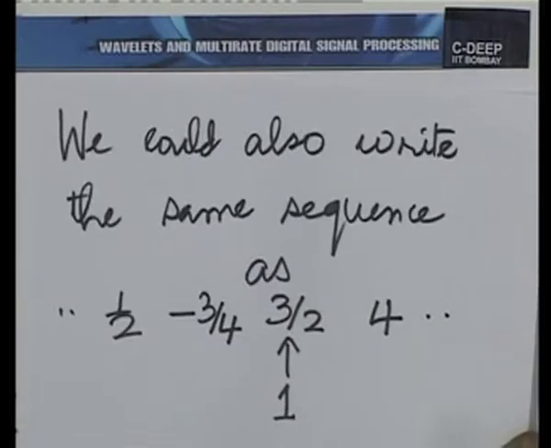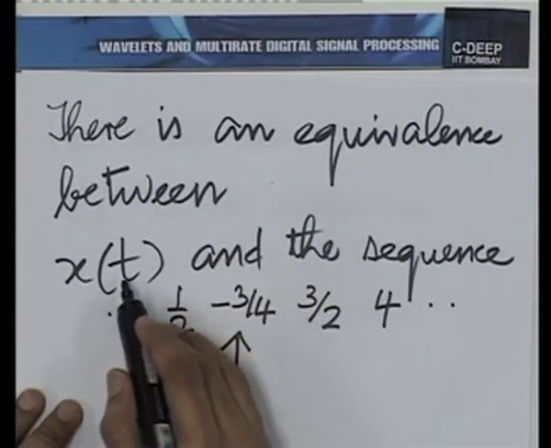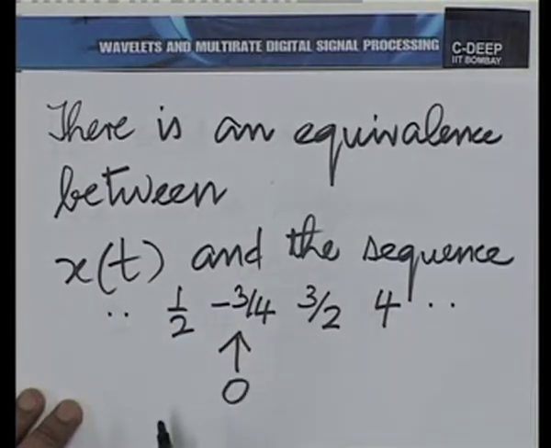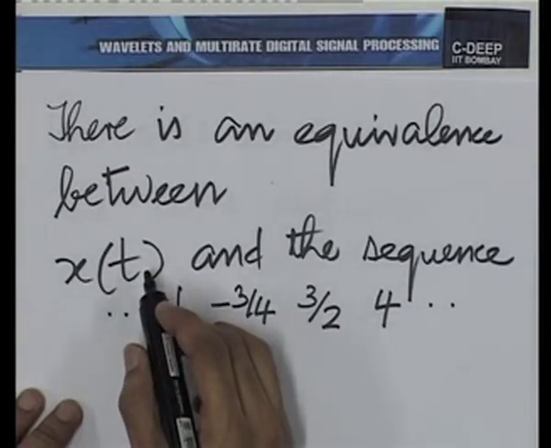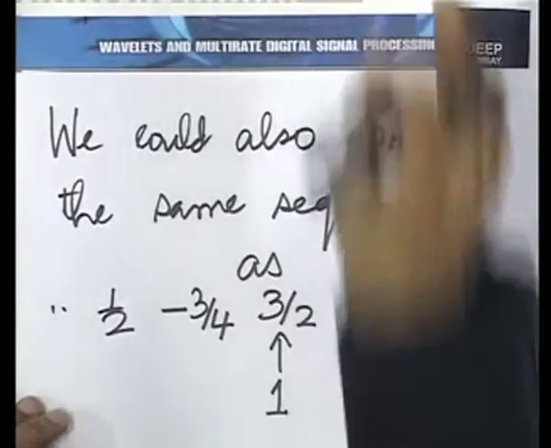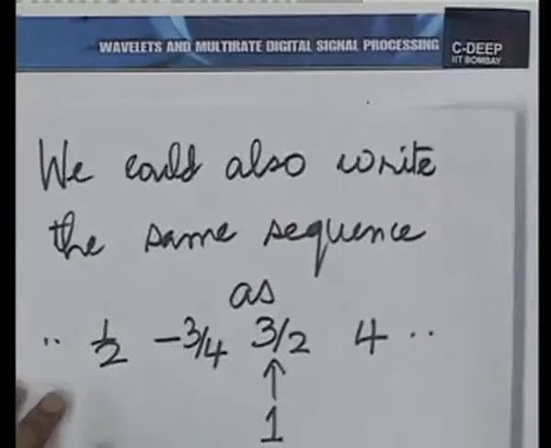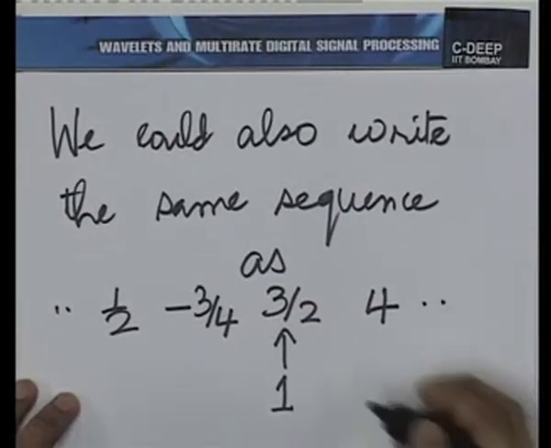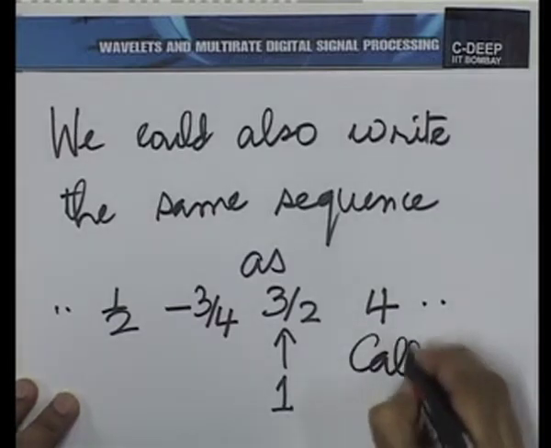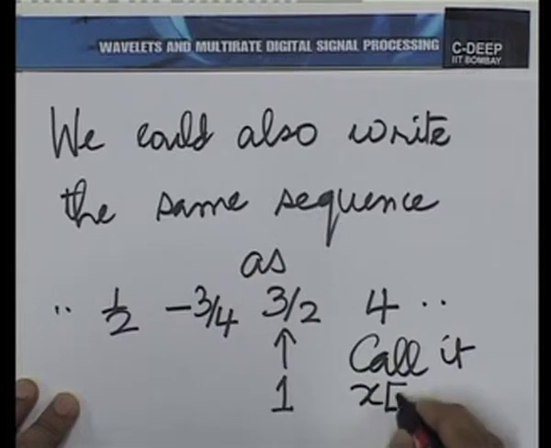Anyway, coming to the point and stressing it once again, there is an equivalence between the function and the sequence. This function belongs to V0 and the sequence now belongs to what is called the set of square integrable sequences. So, let us call this sequence x of n.